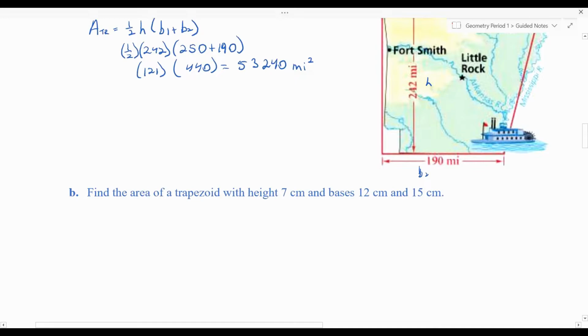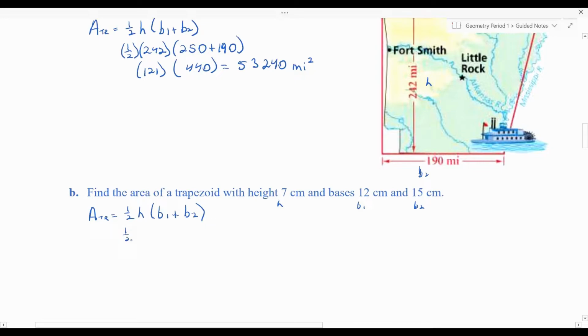Alright, so now we have just the measurements right here. So we know that the area of a trapezoid is defined as 1/2 the height times the sum of the bases. We know that the height is 7 centimeters, so we can say that this is h. The bases, like I said, it doesn't matter what they are as long as we know they're bases. So I'm going to call this one base 1, this one base 2, and then we're going to plug those numbers into our formula here and let it go.